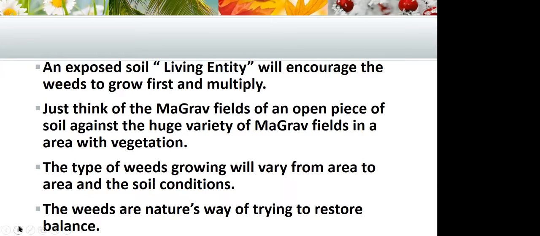The type of weeds that grow up will vary from area to area and are dependent upon your soil conditions. Essentially, the weeds are nature's way of trying to restore that balance very quickly, because nature hates an open, barren piece of land. It will always try to cover that barren land.